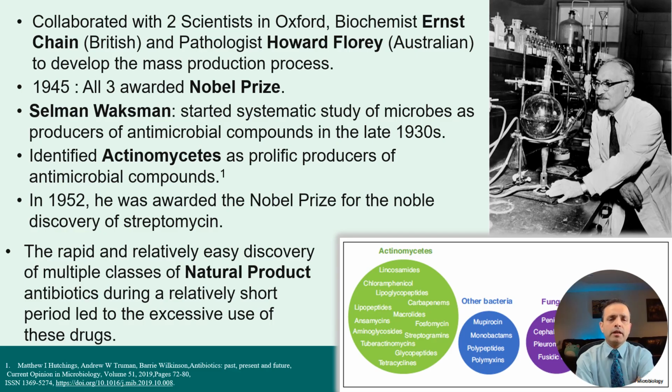When we're talking about antibiotics, we cannot forget the name of Selman Waksman. This is the guy who started systematic study of microbes in the production of antimicrobial compounds in the 1930s. You can see the picture on the right side here. He identified actinomycetes as a prolific producer of antimicrobial compounds. Look at the bottom, how many antibiotics we get from actinomycetes, and the credit goes to him. He won the Nobel Prize in 1952 for the discovery of streptomycin.